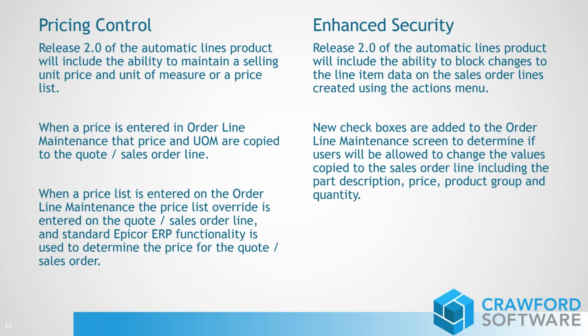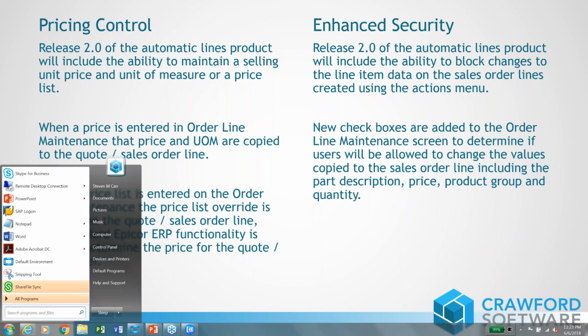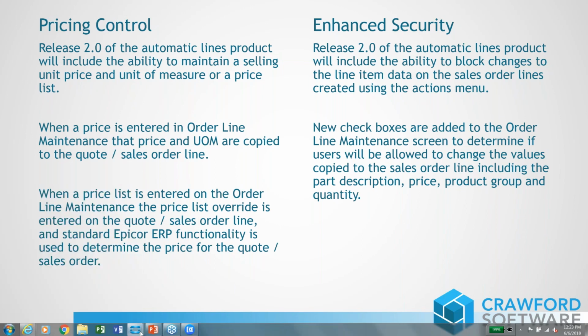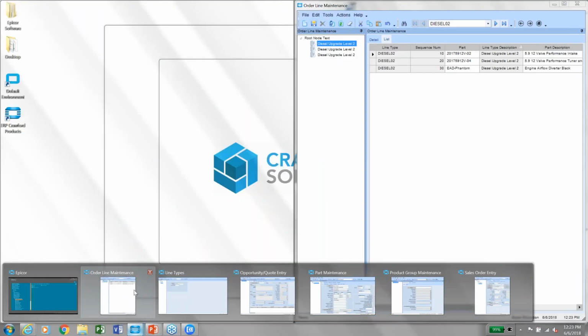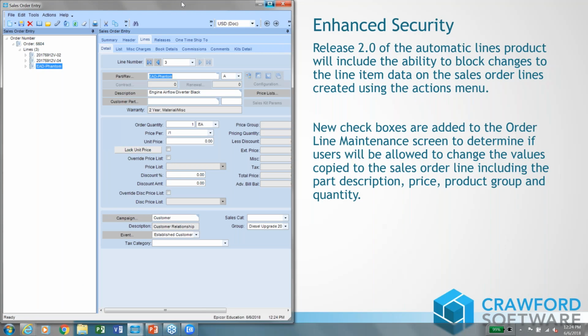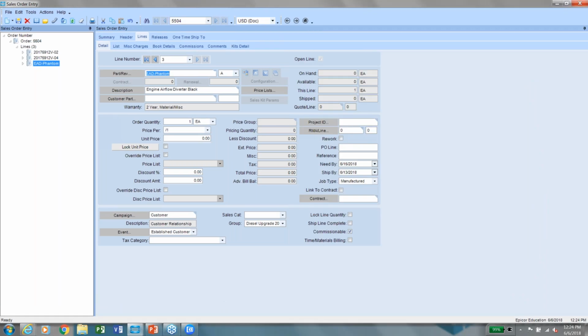Okay. The other thing that's currently in the 2.0 release is enhanced security. So when I was actually in the system, in the order entry screen, I'll hop back over there real quick. And again, this is the 1.0 version. If you take a look at it, we copied everything in. We set the part master. We set the description. We set the product group. But the fields are still open because of standard sales order entry at this point in time.